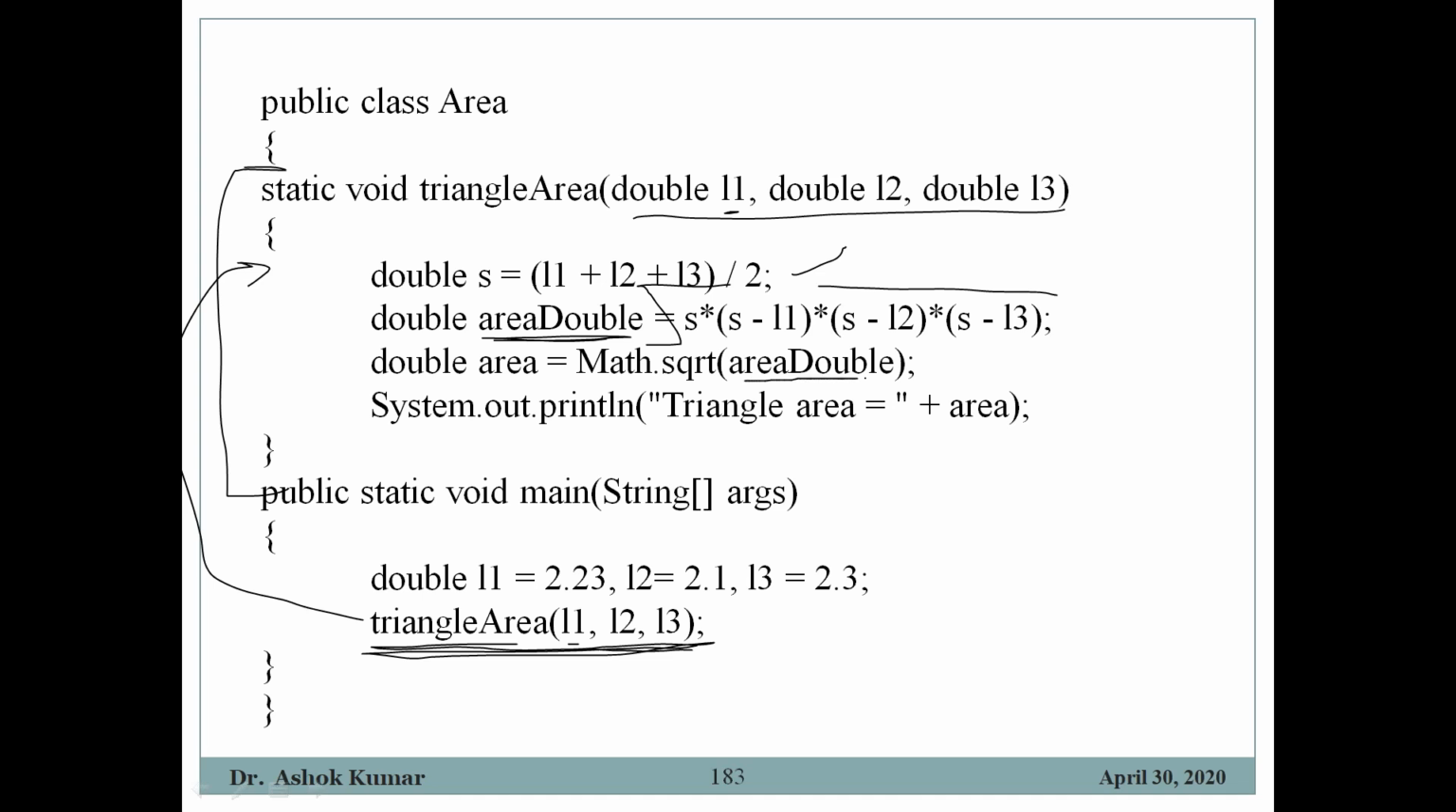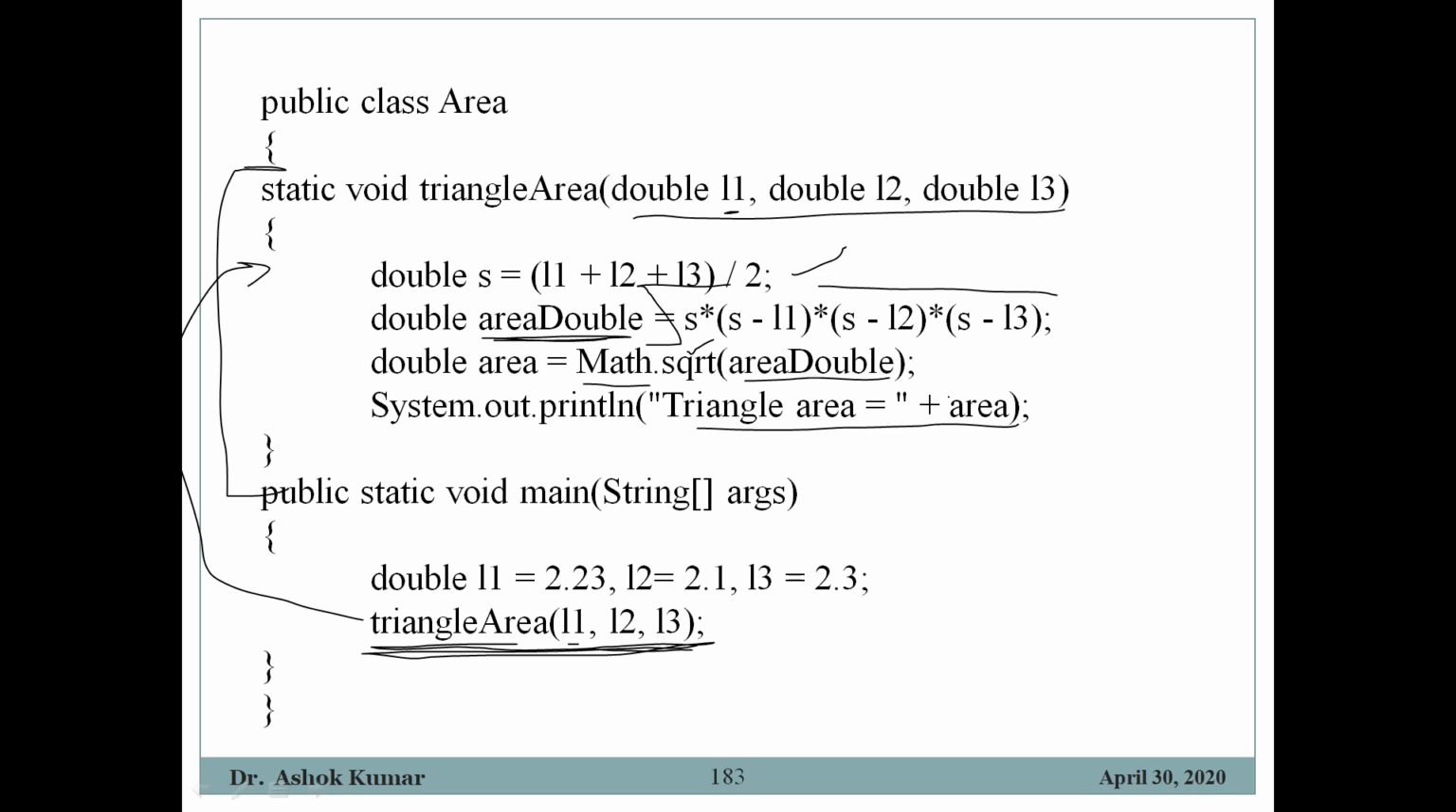So how can we find the square root? We have the Math class, and sqrt is a static method of this class, because we are calling sqrt with the name of the class. This means it is a static method, because it is being called with the class name. So this sqrt will find the square root of area double and assign the result to area, and then the next line will print the area of the triangle.